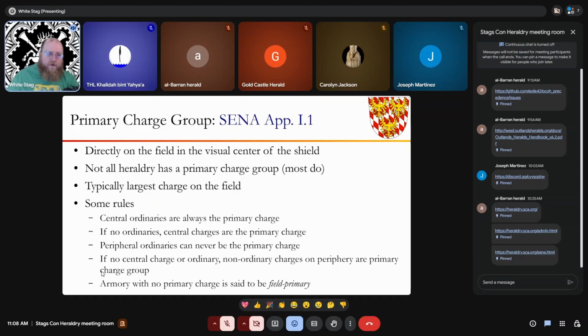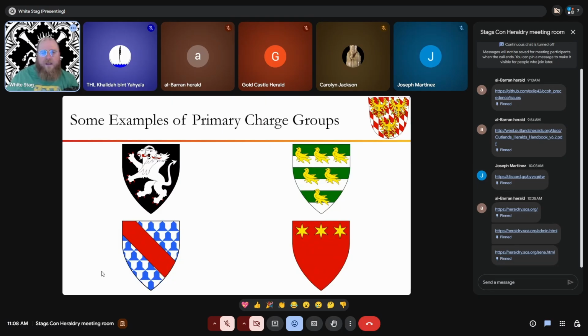Armory is very much a thing where we need visual examples, so I'll have a lot of slides with a lot of text and then visual examples to follow. Here we have some examples of primary charge groups. These are all primary charge groups with charges. I don't have any field primary armory on here. I've got some later though.